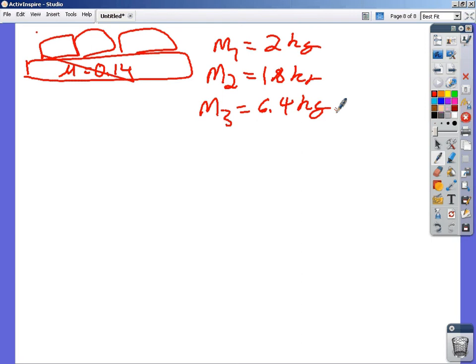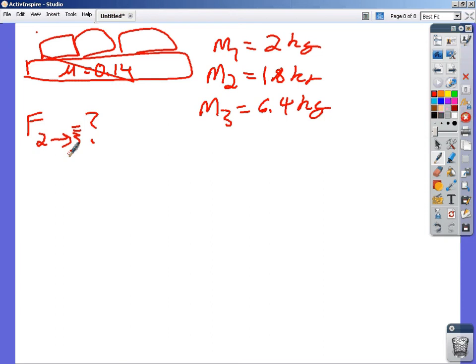Okay, the question in this problem is, what is the force of block 2 on 3 or block 3 on 2? Block 2 on 3. That's what it's saying. What is the force of 2 on 3? That's what we're trying to solve for. Force of block 2 on 3.